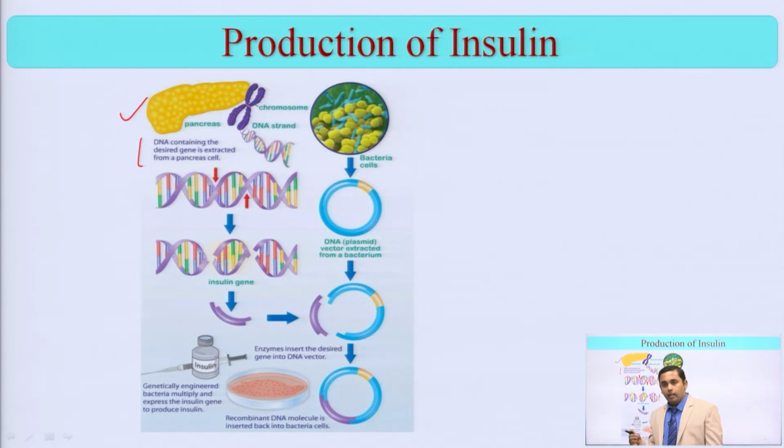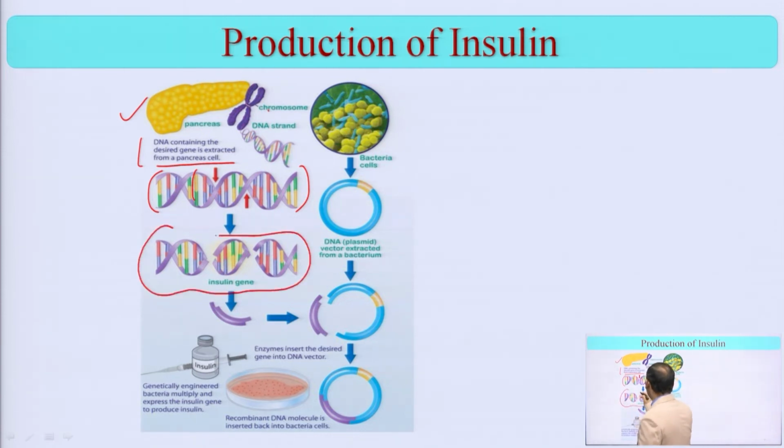So, in the cells which are producing insulin, you have the genetic information. So, what have you done? This is the chromosome, this is the DNA strand, and from that you have taken out that particular segment of your DNA, the DNA containing the desired gene, extracted from the pancreatic cell. Basically, the insulin-producing gene.